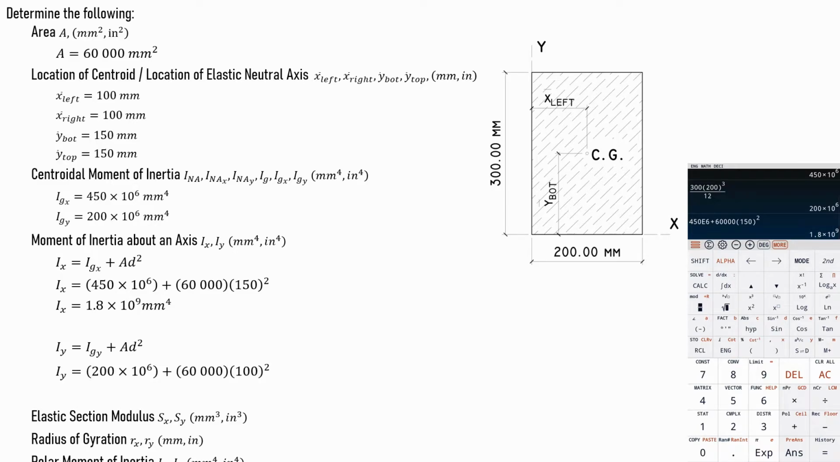Para naman sa y, substitute yung IGY plus Ad squared. So 200 times 10 raised to 6 plus 60,000 times 100 squared. So yung sagot naman natin dyan, 800 times 10 raised to 6 millimeters raised to 4 yung unit.